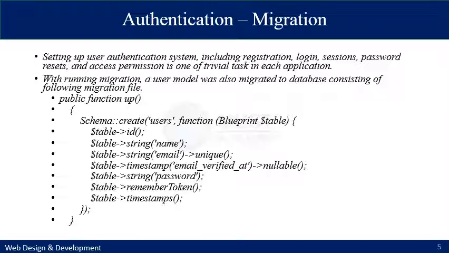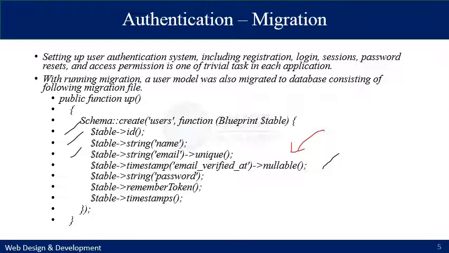So there will be an ID for each user, a name, and an email which will be unique for each user. There will be an email verified field, which means you can allow access only to verified users. So you can use a verified trait to allow access only to the users who are verified. At this point it is nullable, so if the user is not verified, it can also access your application.